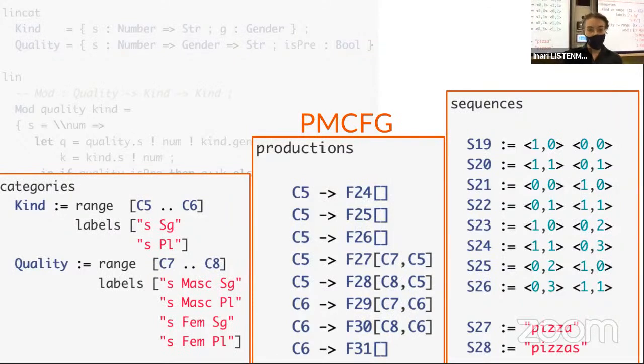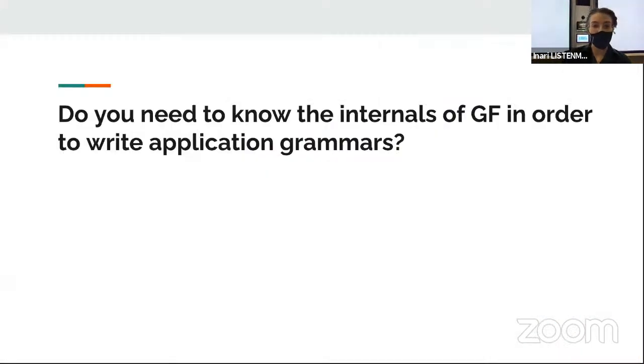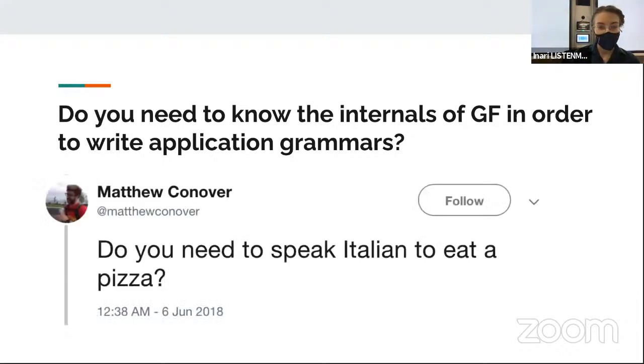So do you need to know the internals of GF? If you're here, you probably want to use GF in some way. And so maybe we can ask a similar question that someone has asked: do you need to speak Italian to eat a pizza? That's probably not. You can enjoy a pizza perfectly fine, even if you don't speak Italian.